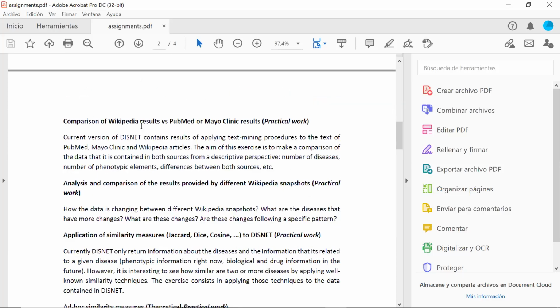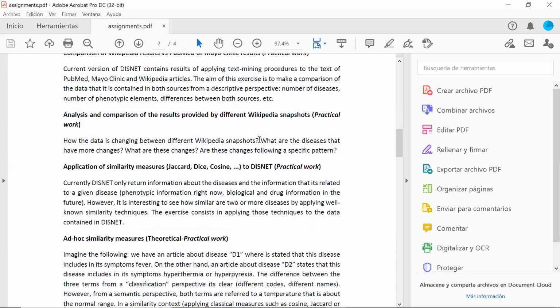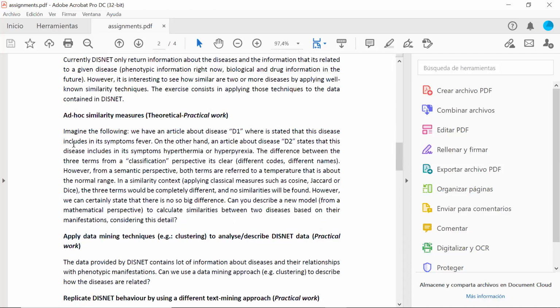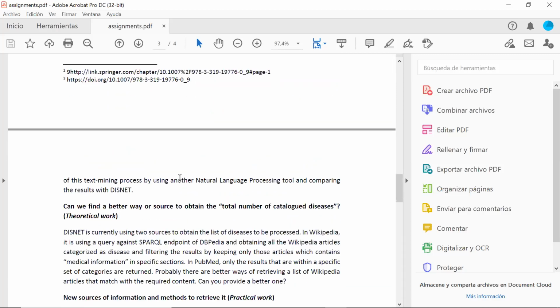Comparison of Wikipedia results versus PubMed or Mayo Clinic. Analysis of the results provided by the different Wikipedia snapshots. For example, Fiona, this is an analysis of the temporal evolution. Application of different similarity measures. There are many things, okay?